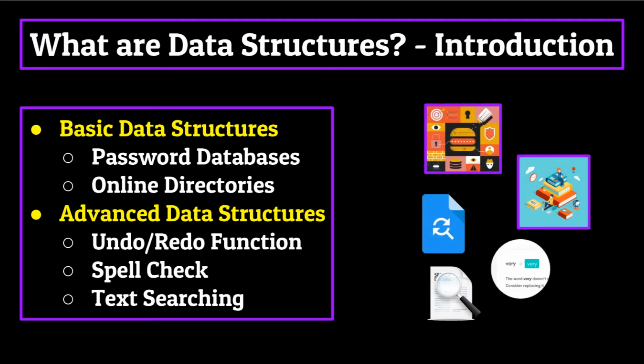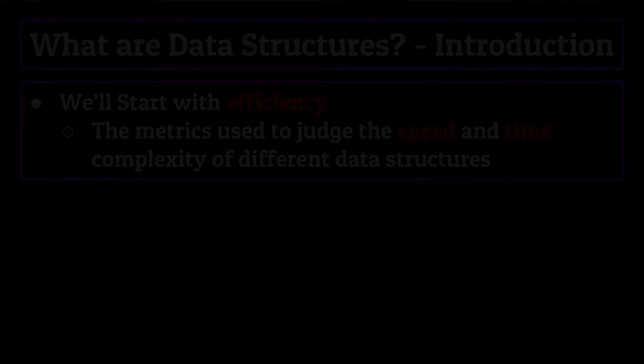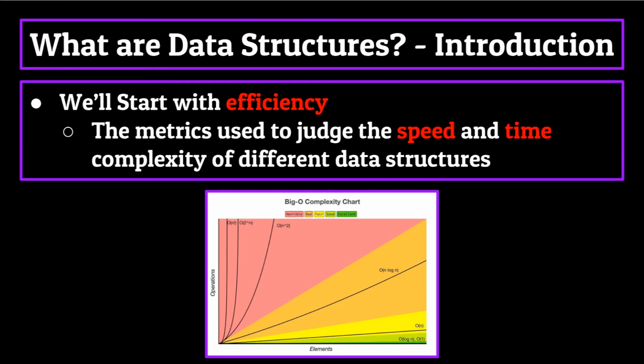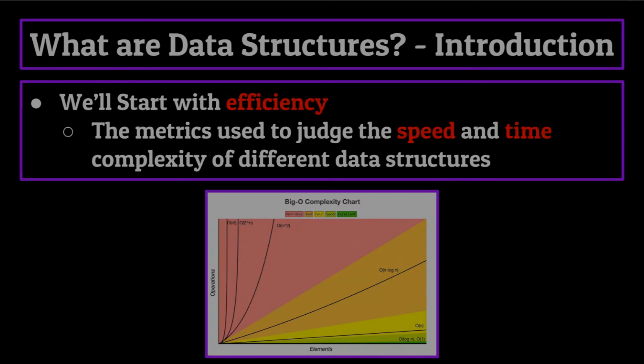Alright, so now I hopefully have you hooked on data structures and how useful they can be. So let's discuss the information we'll be covering in this series. Now, before we talk about any specific data structures, we're going to briefly discuss efficiency. We'll talk about the metrics that are used to judge speed and time complexity of different data structures to give you a better understanding of why one data structure might be used over another one, using Big O notation, which is the industry standard for this type of stuff.